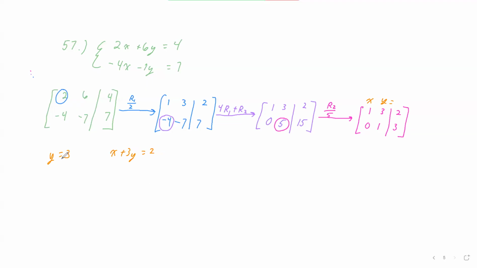But since I know what the value of y is, I can substitute this y. So I now get x plus 3 times 3 equals 2. So 3 times 3 gives me 9. Then I'm going to subtract 2. Oh, I'm off on that one. I'm going to subtract 9, not 2. So I get x equals -7. So my answer, -7, comma 3.